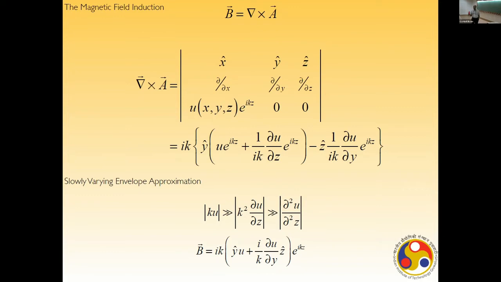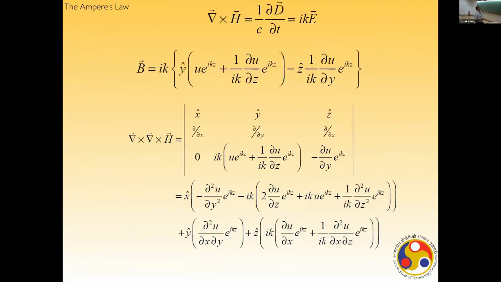Once you know the magnetic field, you can use Faraday's law or you can use Ampere's law to calculate the electric field, because del cross H is equal to 1 by c del by del t of D. So let me show you here.